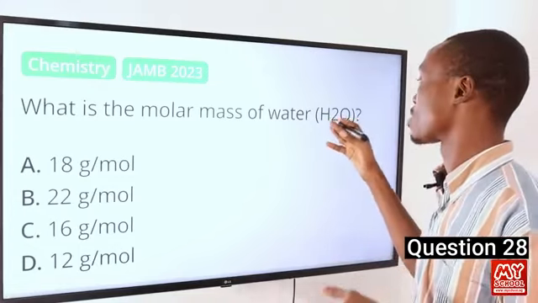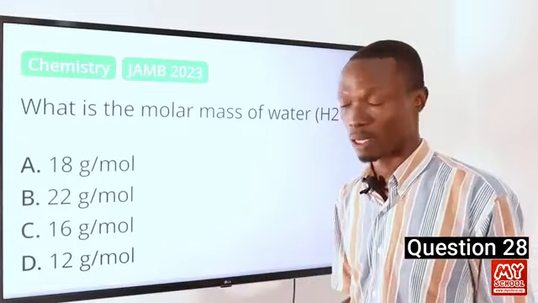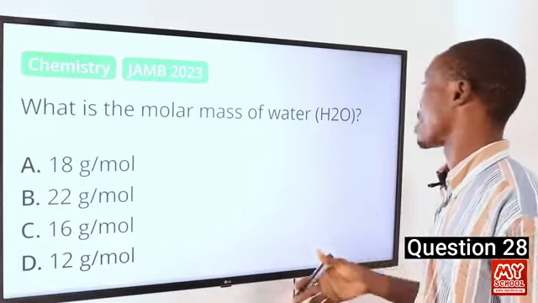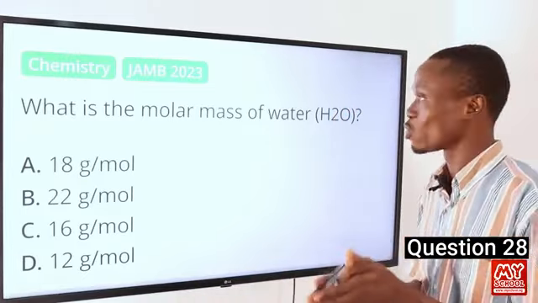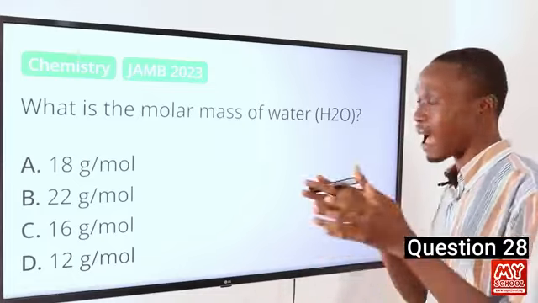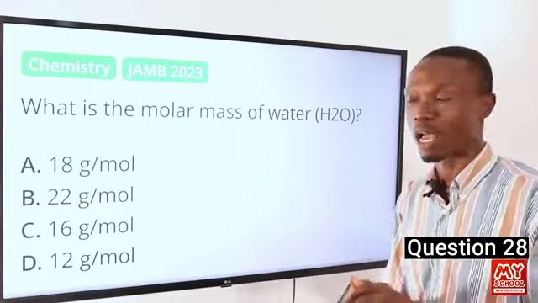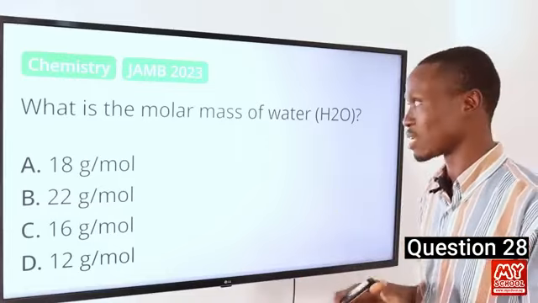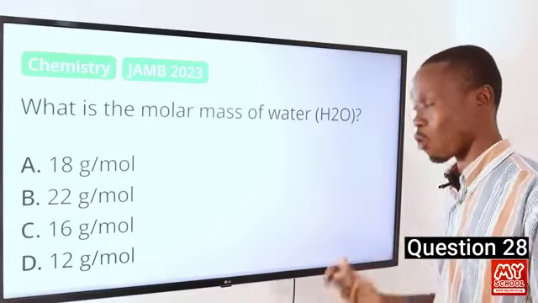So what is the atomic mass of hydrogen? The atomic mass of hydrogen is 1, while the atomic mass of oxygen is 16. So in order for us to calculate the molar mass of water, what we simply do is add the atomic mass of hydrogen and that of oxygen together to get the molar mass of water.